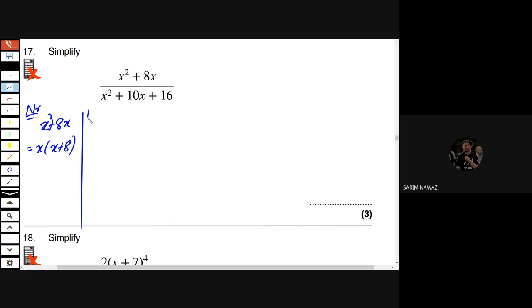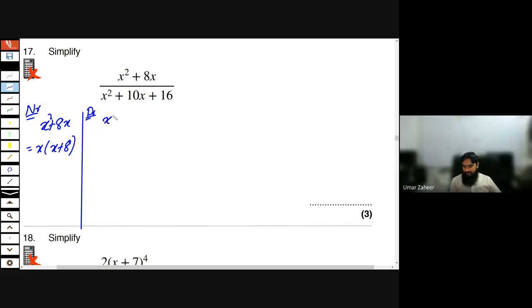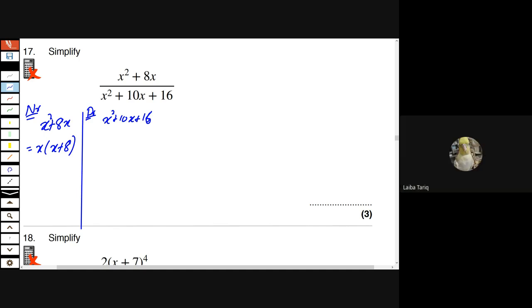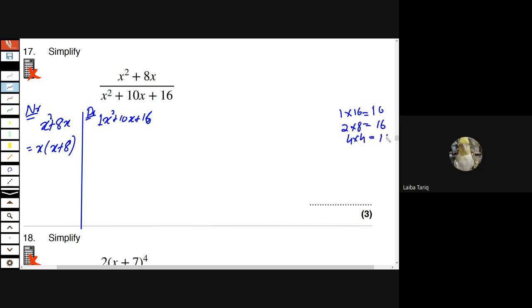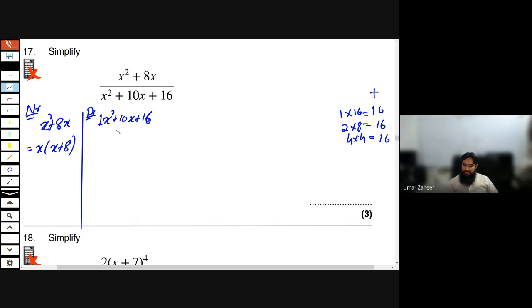Yes, sir. Now we have the denominator, that is x square plus 10x plus 16. Who will tell me how we can factorize the quadratic expression? We will multiply 16 by the coefficient of x square. We have to do the middle term breaking. 16 multiplied by 1, the coefficient of x square, is 16. Write all the possible pairs: 1 times 16, 2 times 8 is 16, and 4 times 4 is 16. We need a positive sign. The middle term is also positive. We have to write the positive sign with all terms.